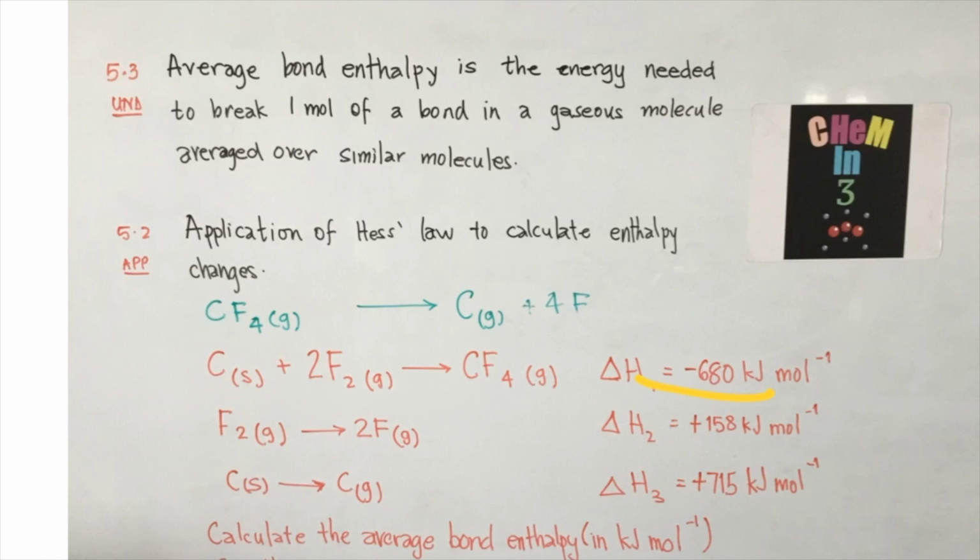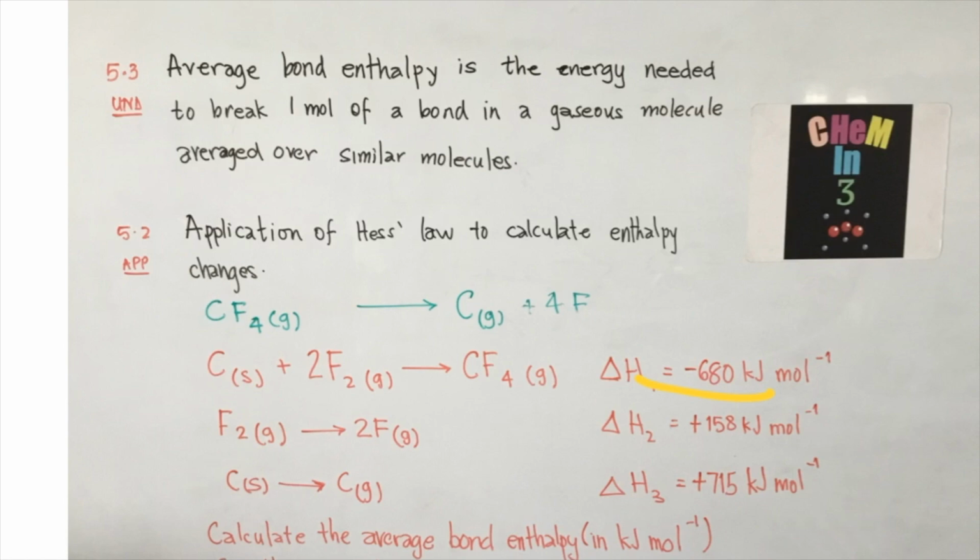First, the understanding that the average bond enthalpy is the energy needed to break 1 mole of a bond in a gaseous molecule averaged over similar molecules. And then, of course, the all-important application of Hess's Law to calculate enthalpy changes.